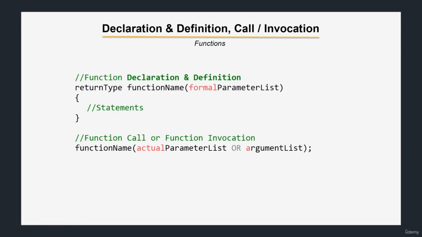Now, one way of remembering this: you can see I highlighted the A right at the start of argument list. So the actual parameters refer to the arguments. When you call or invoke the function, those are the actual parameters or the arguments that you pass the function, which will then be copied, basically, or used by the formal parameters, which will be in the function declaration and in the function definition.